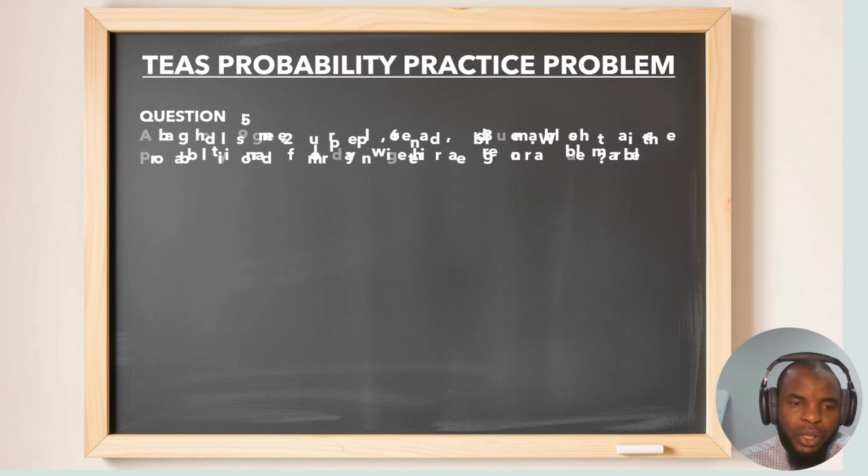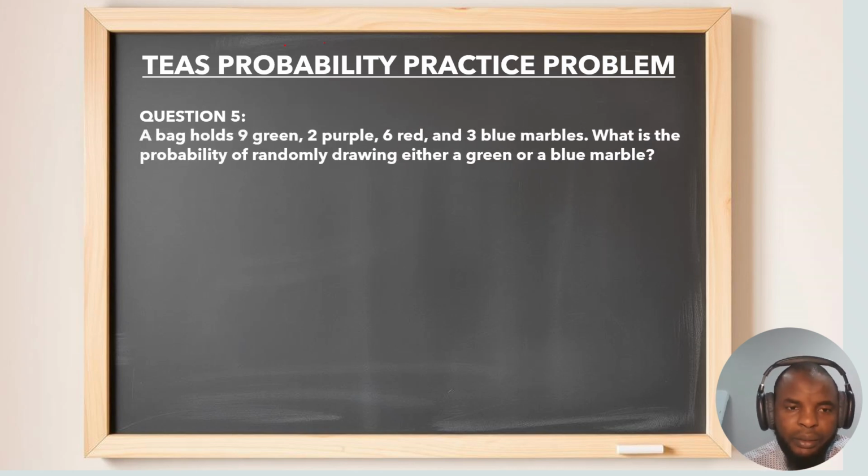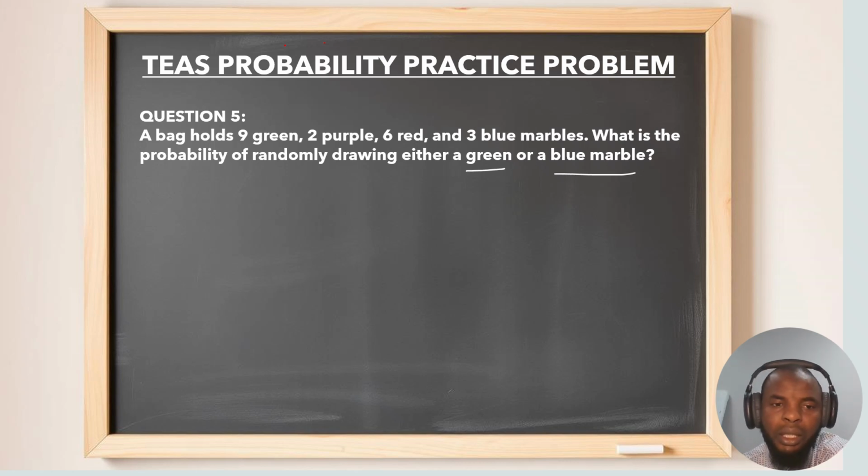Question number 5. It says, a bag holds 9 green, 2 purple, 6 red, and 3 blue marbles. It can be marbles, it can be balls, or any object. It can be orange. I'm just using marbles as an example here. What is the probability of randomly drawing either a green or a blue marble? For the last one, I want you to pause for a few minutes and use the knowledge in question number 4 to do this question.